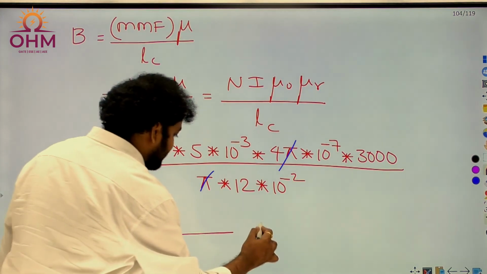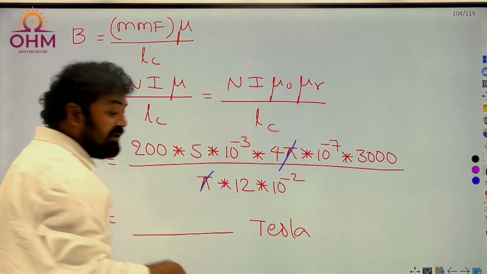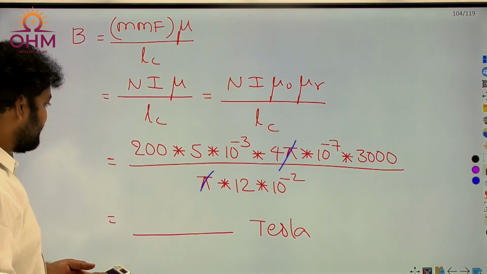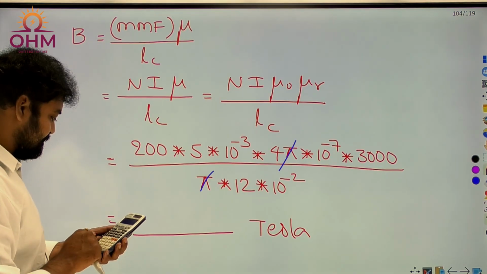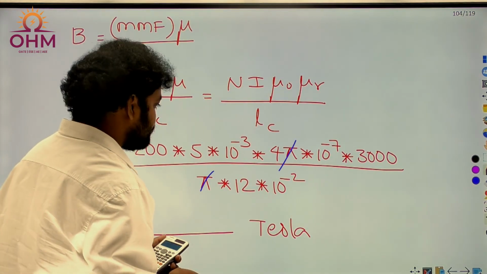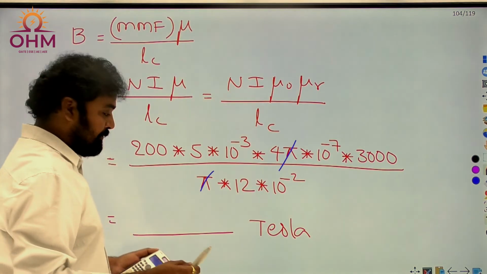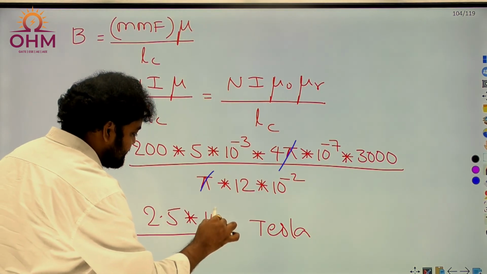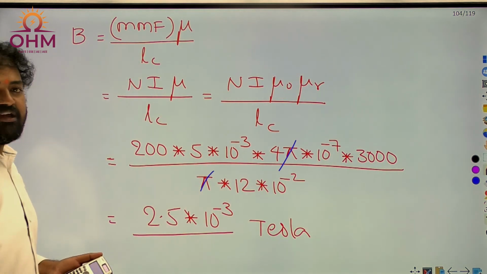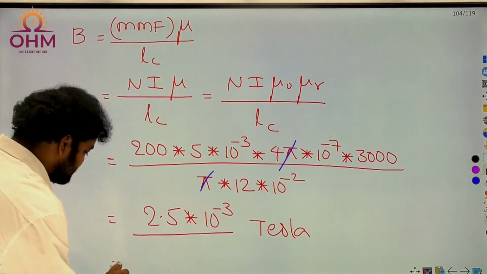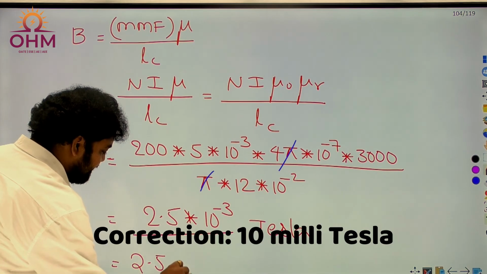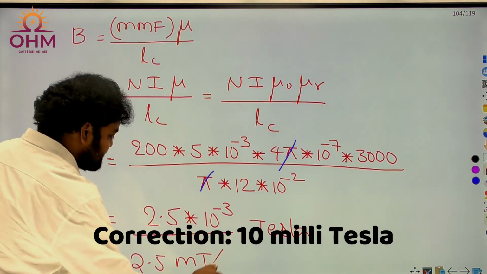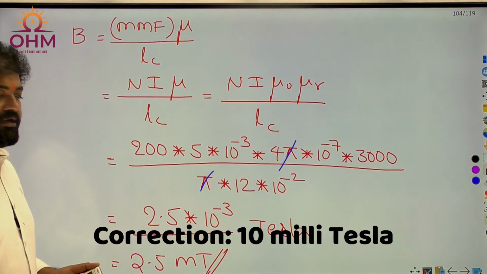Then convert into millitesla, as the answer finally I need is in millitesla. So let me calculate. I am getting 2.5 into 10 power minus 3 Tesla, which means 2.5 millitesla. This is the final answer. It's a direct question.